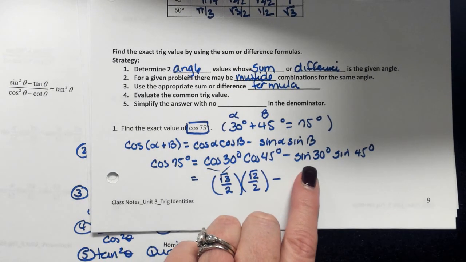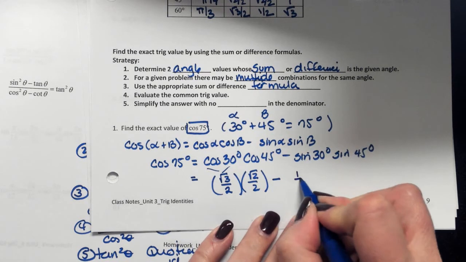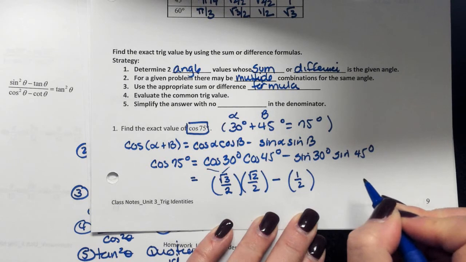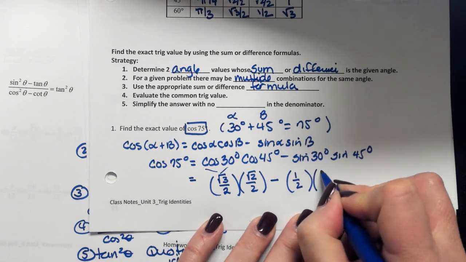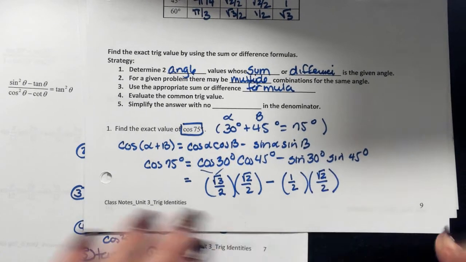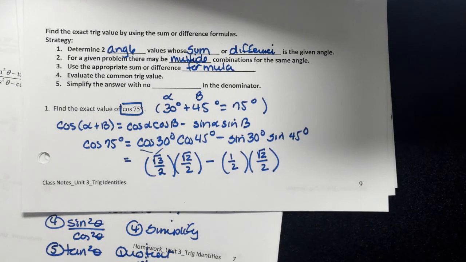What's the sine of 30? 1/2 times the sine of 45 degrees, square root 2 over 2. So now all I did was I've taken the values from the unit circle. That's why I wanted to make sure you had some practice first thing when you came in about this unit circle. Now follow your order of operations.